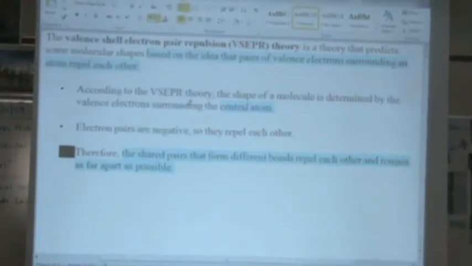We're going to look at the most basic shapes. Tetrahedral is one. The shared pairs that form different bonds repel each other and remain as far apart as possible. So the idea is that you have a certain amount of things on, let's say, this little tiny globe. Okay? If you imagine the atom as a globe, you want to put all those things as far apart on the globe as possible. That's the bottom line. And there's a handful of ways to do that.